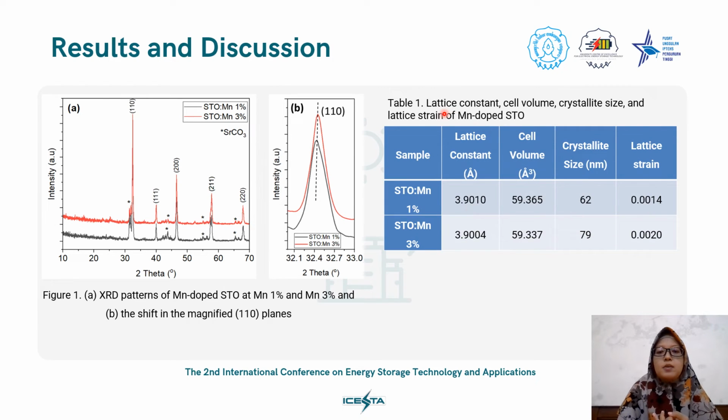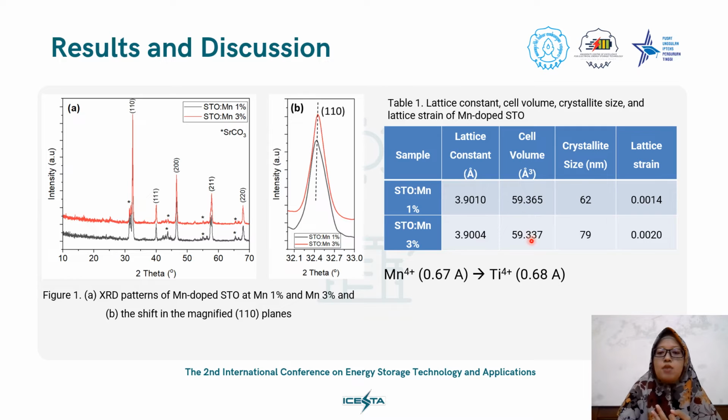Next, table 1 shows the lattice constant, cell volume, crystalline size, and lattice strain of Mn-doped SrTiO3. Here we can see that the lattice constant decreases with increasing manganese concentration. It indicates that manganese acts as Mn4+ that replaces Ti4+, which has a smaller ionic radius than titanium, so the lattice constant decreases.